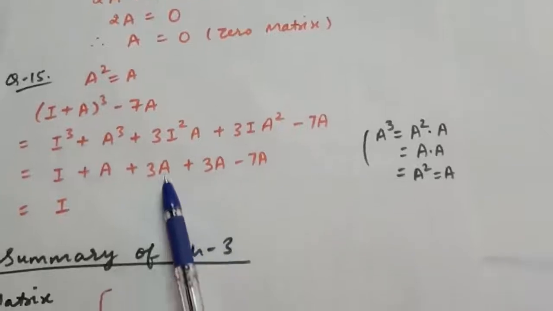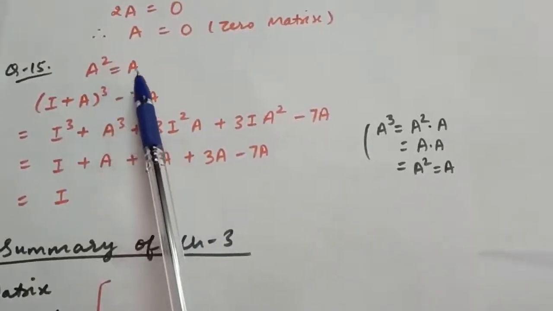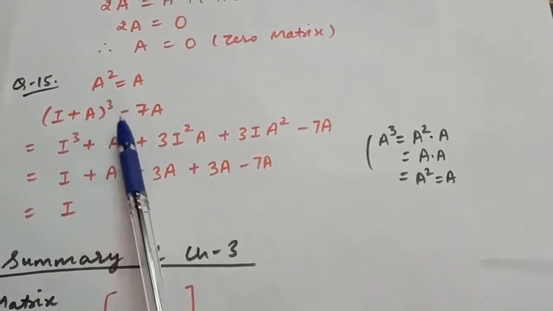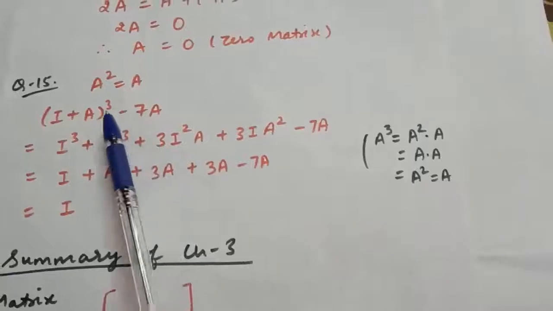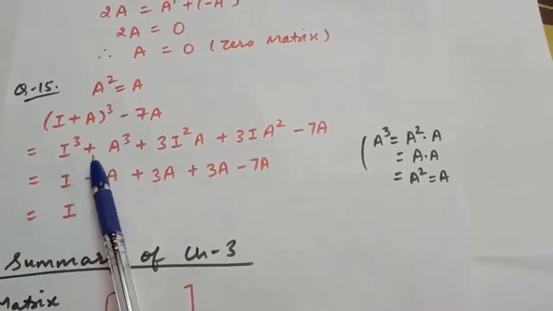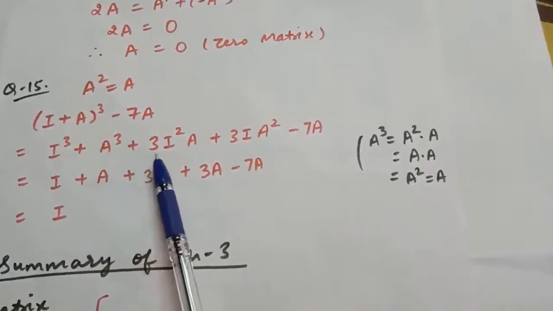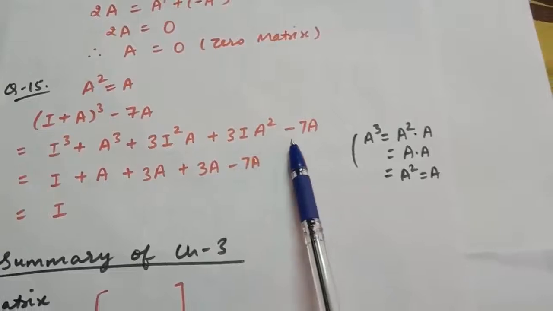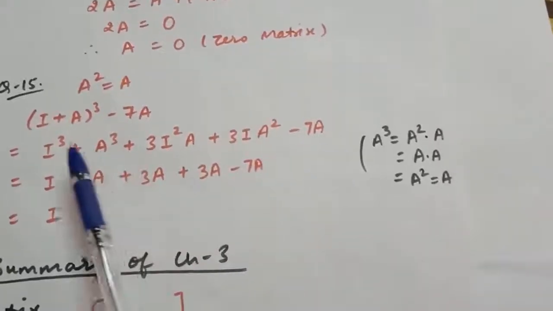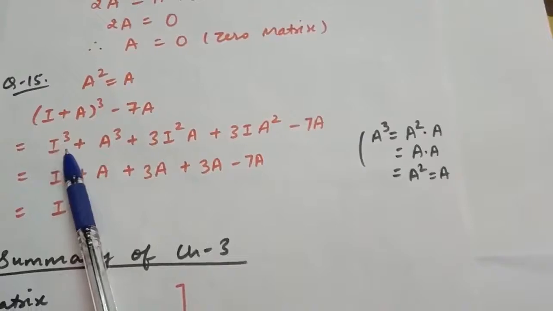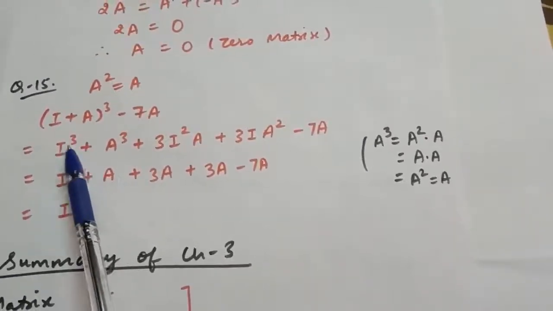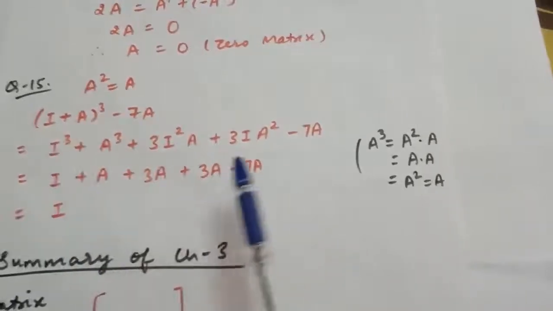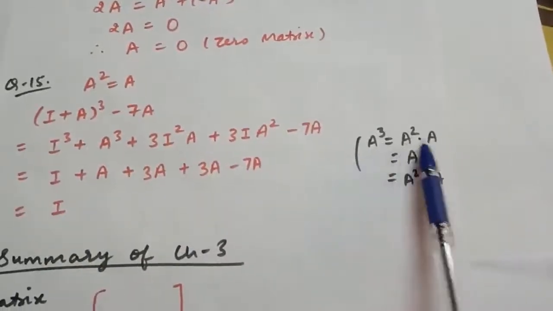Now question number 15, it is given that A square is equal to A. Find the value of (I plus A) whole cube minus 7A. So solve this cube: I cube plus A cube plus 3I square A plus 3I A square minus 7A. Now see, cube of the identity matrix, if you multiply identity matrix 3 times, it will give you the identity matrix only. Plus, now A cube can be written as A square into A.